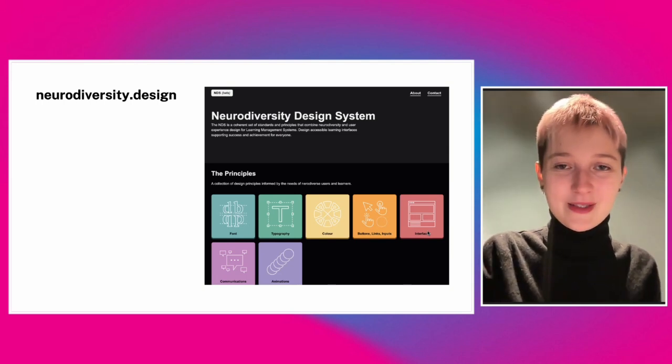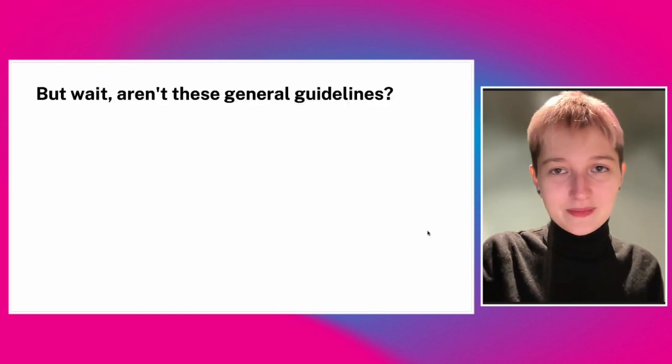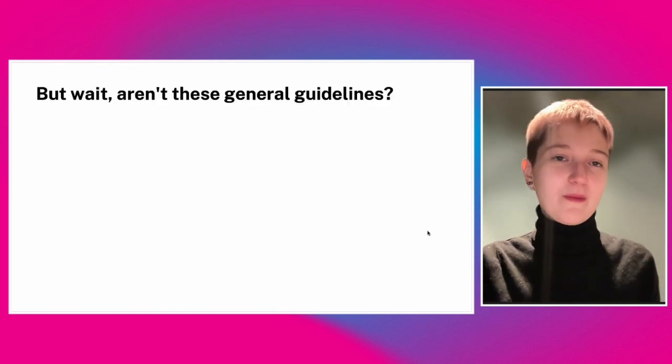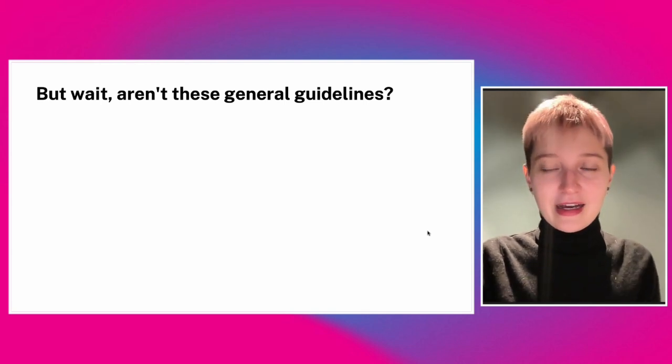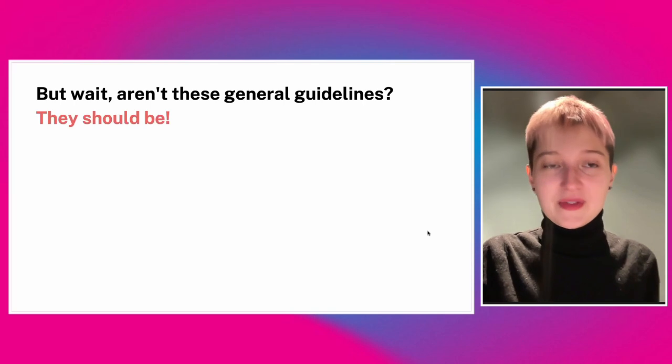So I recommend this one resource as well. And at this point, you might be thinking, all right, but aren't these general guidelines? And you would be right, because they should be.